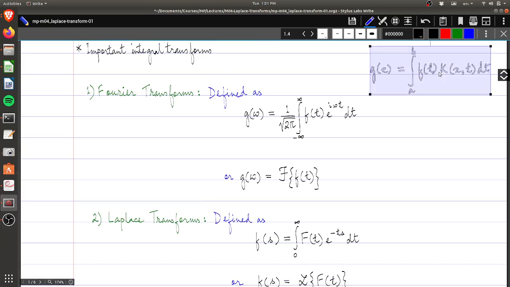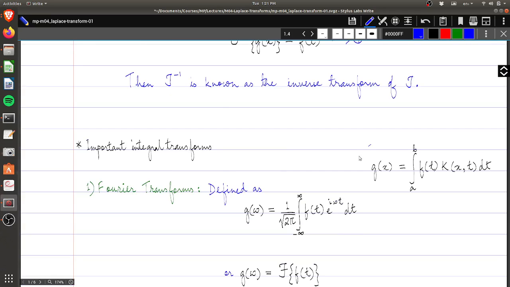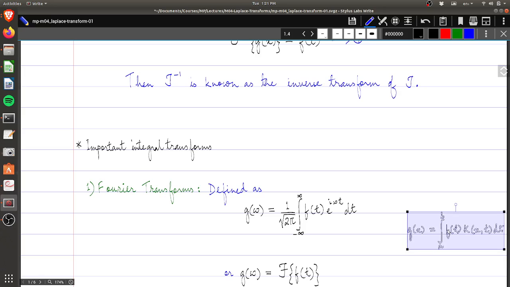Okay, so this was the general formula for the integral transform. I'll just keep this aside here. Now let's try to figure out what will be the kernel, A and B. Okay, so let me bring this down here. This is the expression for the integral transform. Let me put this over here, and then here.